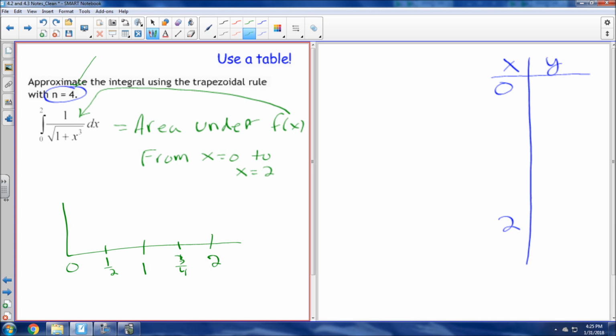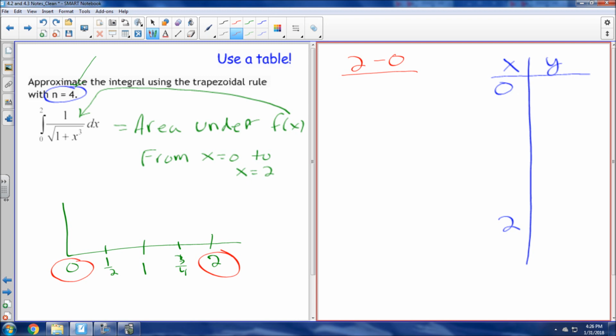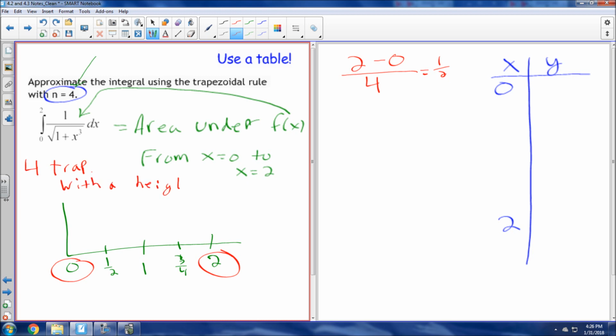Now, this is easy for us to figure out in our head, but we're not able to always do that so simply. So sometimes we need to take these two numbers and subtract them, find out the distance, that's b minus a, and divide by the number of trapezoids. That gives you the 1/2. So every one of these trapezoids, right, it's 4 trapezoids. Then what is the height of each of them? With a height of 1/2. They're all having a height of 1/2.